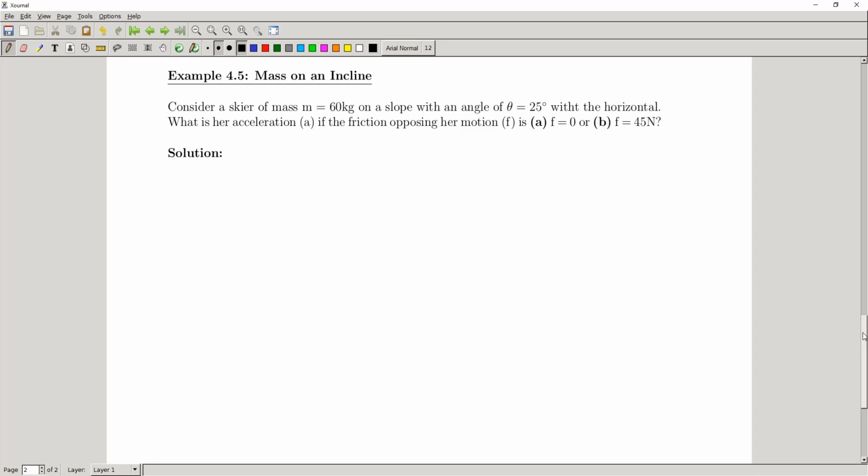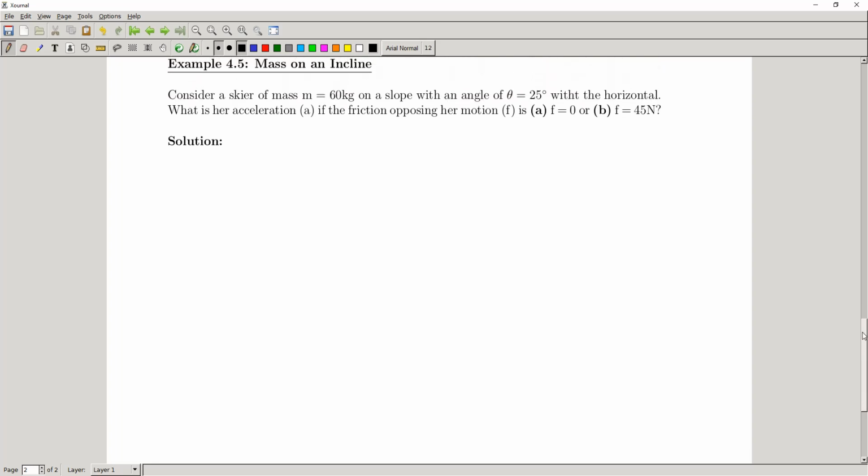So I'm going to start off by drawing out a little picture of what we have going on here. I'm going to draw it kind of big so we can work with it. So we can imagine this is our slope. This is flat ground, right? I'm going to label this. Okay, so we're going to call this theta. We're going to have our skier here.